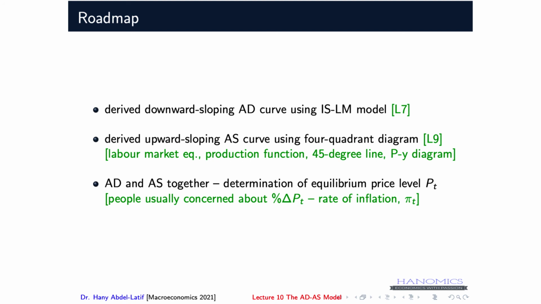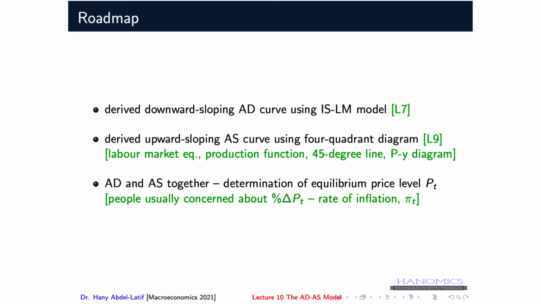In lecture 7, we derived the aggregate demand curve, a downward sloping curve. We used the IS-LM model to derive that. Last week, we used those four diagrams, starting from the labor market equilibrium and the production function, moving to the 45-degree line and going back to the P and Y space. We derived the aggregate supply curve. So basically now we have two sides. We have the aggregate demand, and we know how it looks. We have the aggregate supply.